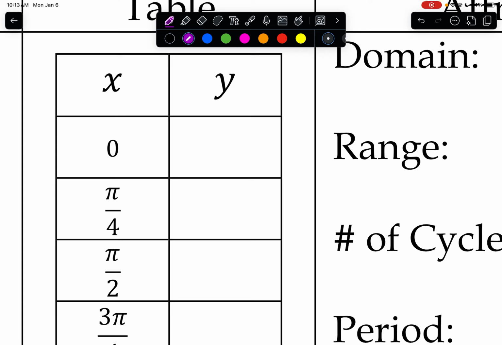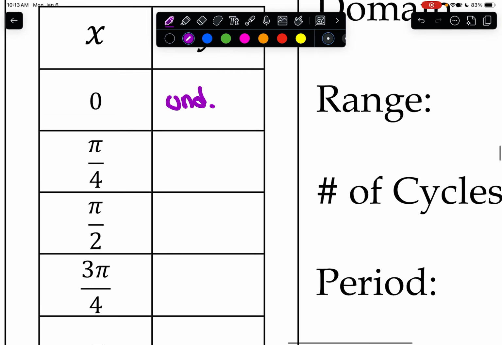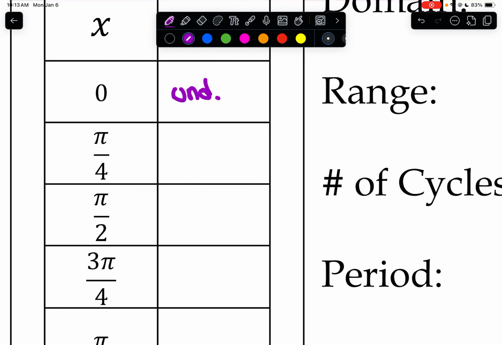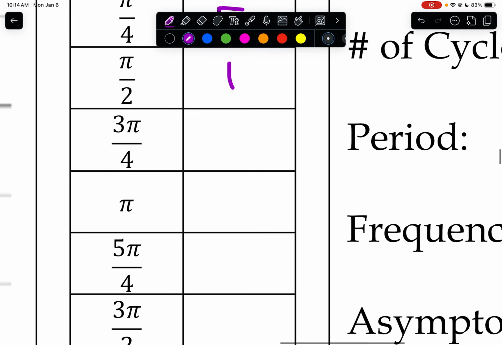So if I do sine of 0, that gives me 0. So if I do 1 over 0, well, that's undefined. So right off the bat, we already have an undefined value. So sine of pi over 4, sorry, y'all, bear with me. So sine of pi over 4 is going to give me root 2 over 2. If I do 1 over root 2 over 2, that's going to simplify and give me root 2. Okay, and then sine of pi over 2 is 1. Flip it. We're going to do 1.